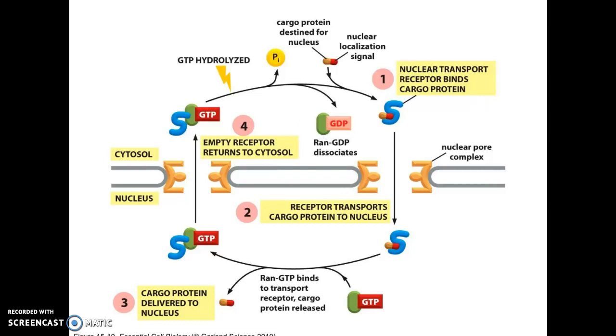So the way that the cargo comes off and the protein gets moved back out to the cytosol is that it binds to another protein called RAN. And RAN only binds to the transporter protein in the presence of GTP. So when RAN GTP binds to the transporter protein, it displaces the cargo protein. The cargo protein comes off, and the RAN GTP bound transporter protein then exits the nucleus.